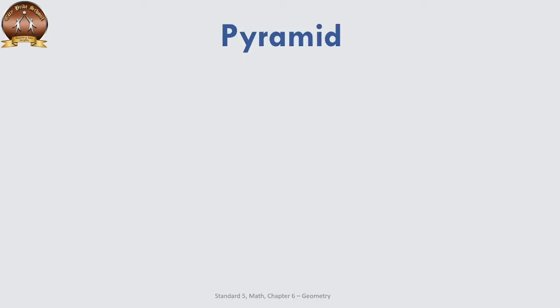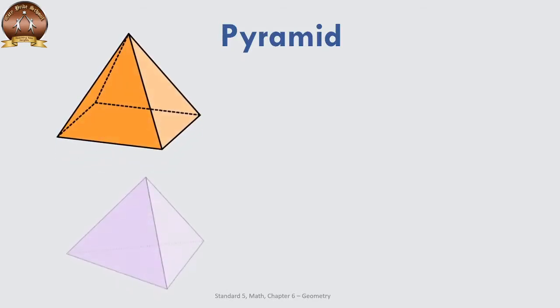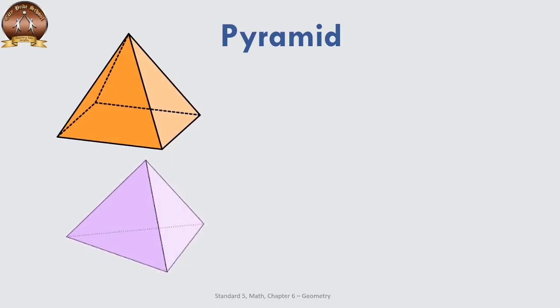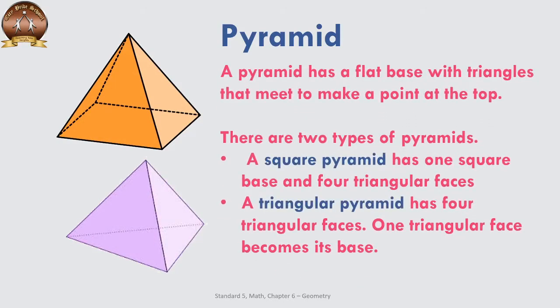Let us learn about the next 3D shape, that is a pyramid. A pyramid can be of 2 types, a square pyramid or a rectangular pyramid. A pyramid has a flat base with triangles that meet at a point at the top. Now these are triangular shapes which meet at this point at the top.